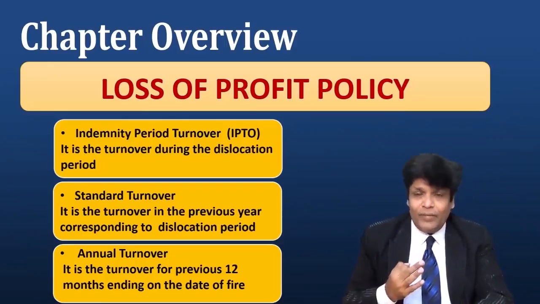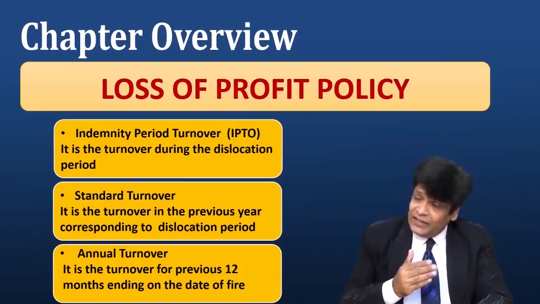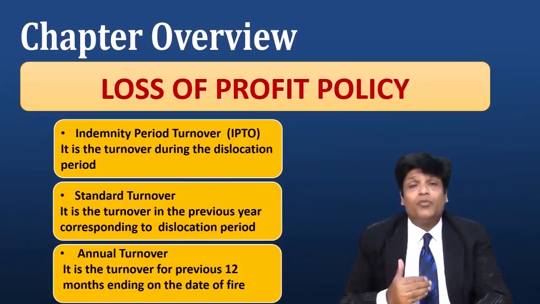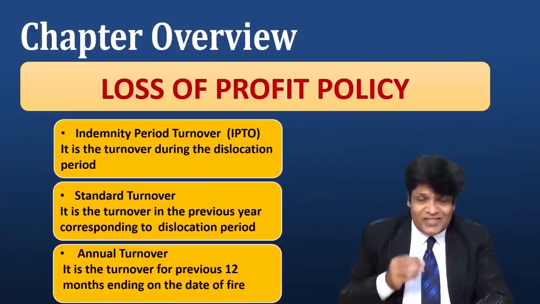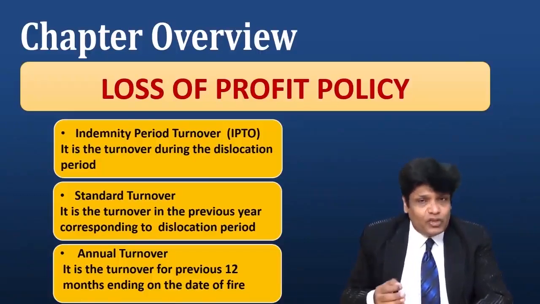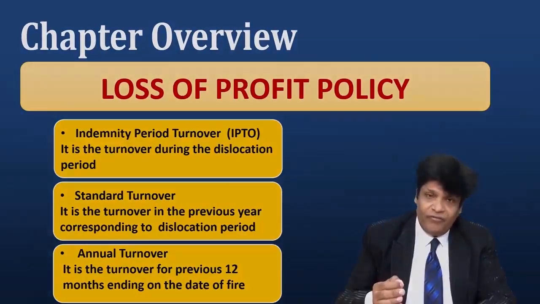So 3 terms to remember: indemnity period turnover, turnover during the dislocation period. Standard turnover, turnover in the previous year but corresponding to the dislocation period. And annual turnover is turnover in the previous 12 months ending on the date of fire.